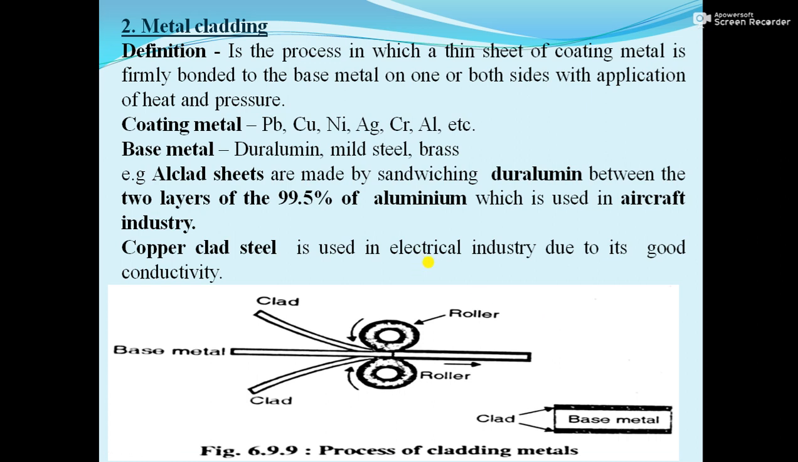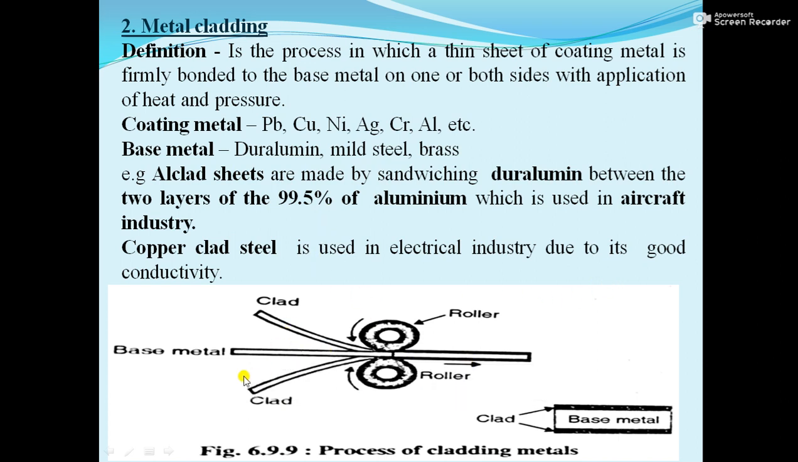Now the second process is metal cladding. Metal cladding is the process by which the coating metal is bonded firmly and permanently to the base metal on one or both sides. The coating metal is called cladding metal. The cladding metal can be selected depending upon the nature of corrosion. Metals like nickel, copper, lead, silver, platinum, alloys, stainless steel are used as cladding metal. The base metal on which cladding can be done can be mild steel, copper, nickel, or their alloys. Cladding is done by preparing a sandwich with a protecting layer.